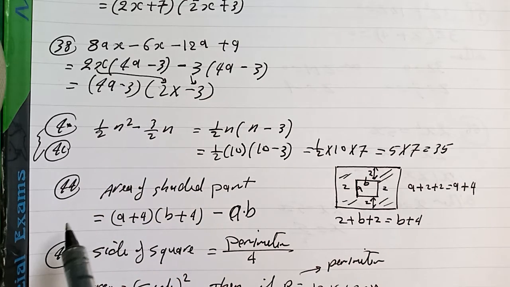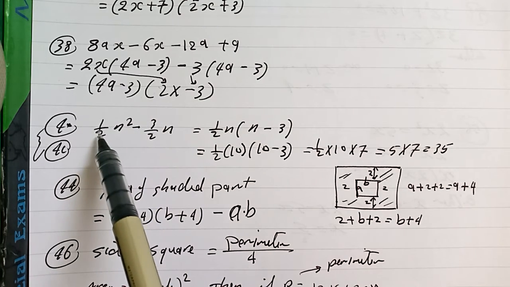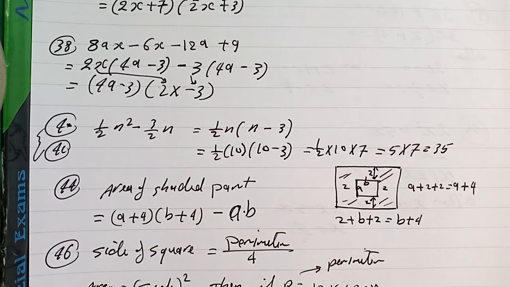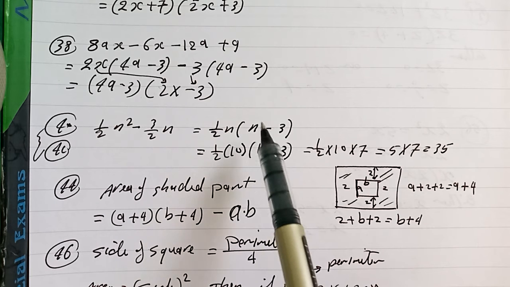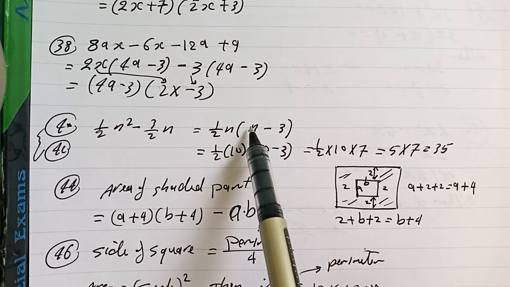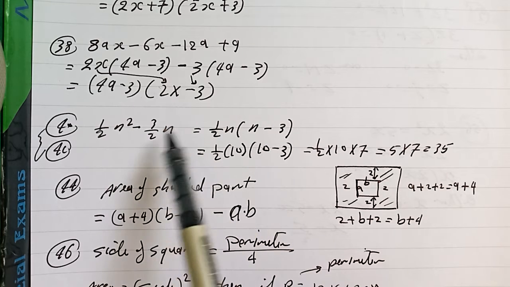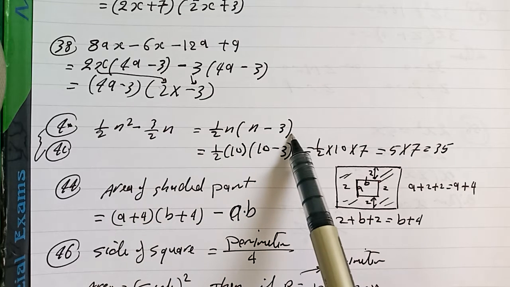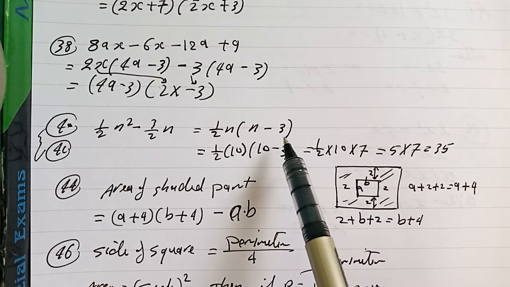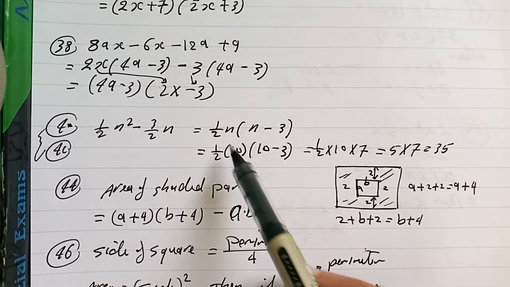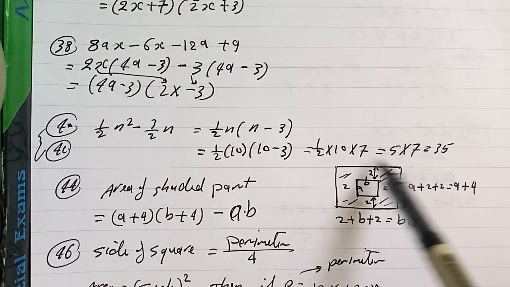Means factorize this. To factorize this, get the common factor, which is half n. Common factor. So you will find that n times half n equals half n squared, and negative 3 times half n equals 3n. So this is the factorization. In number 41, find the number of diagonals in a decagon which contains 10 sides. Means replace n by 10 and calculate it.